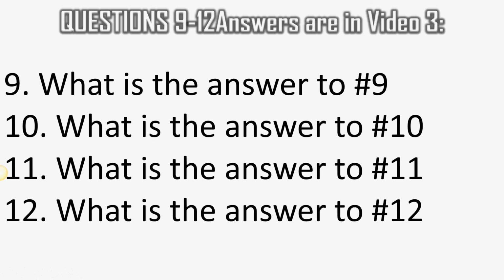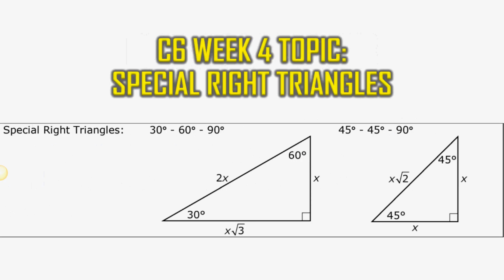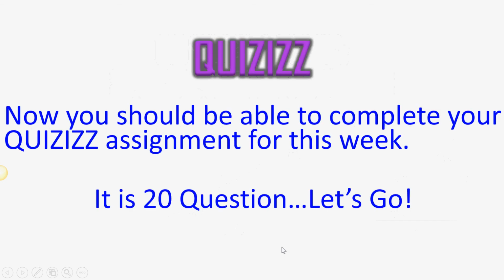Those are the questions. And when you're done with these, don't forget that everything that you learned this week, you need for next week. We'll be covering special right triangles, a 30, 60, 90, and a 45, 45, 90. And as you can see, there are radicals on the sides.